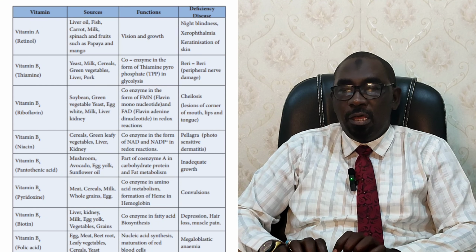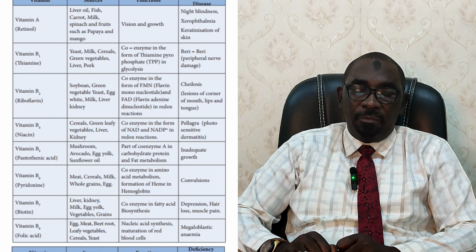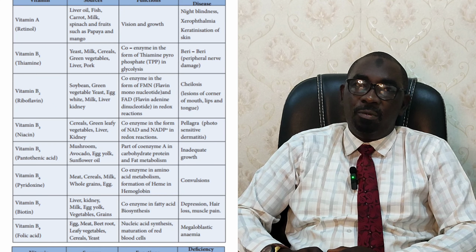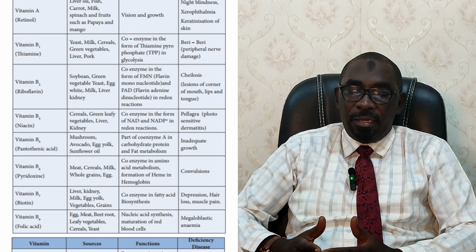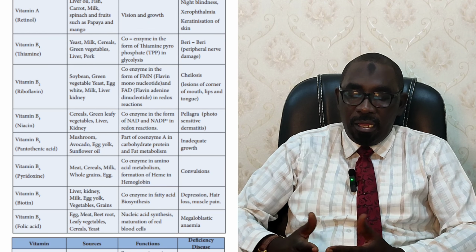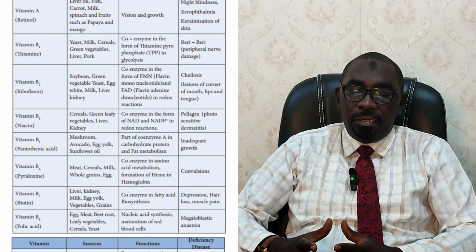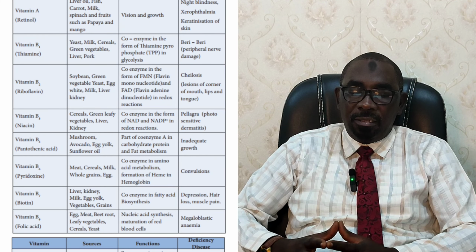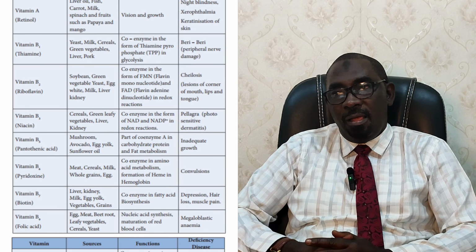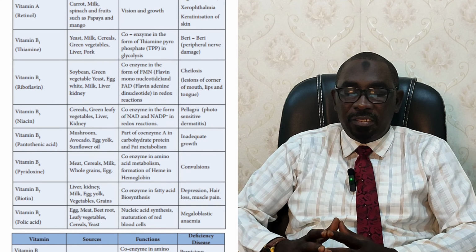So as mentioned, it can bring problems of beriberi and peripheral nerve damage. That is vitamin B1. So we will be talking next about vitamin B2, which is called riboflavin. Riboflavin is vitamin B2, and this vitamin is found in soybeans, in green vegetables, eggs, milk, liver, and kidney. And so, what does this vitamin do?